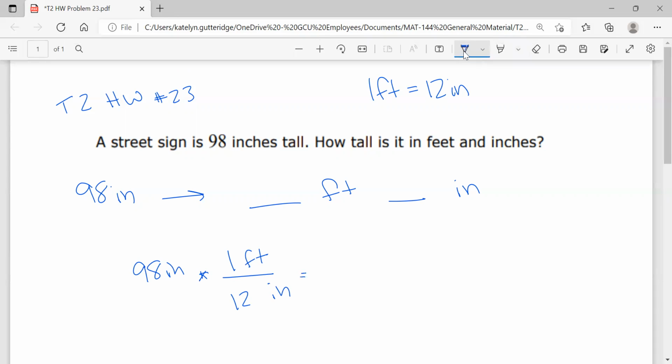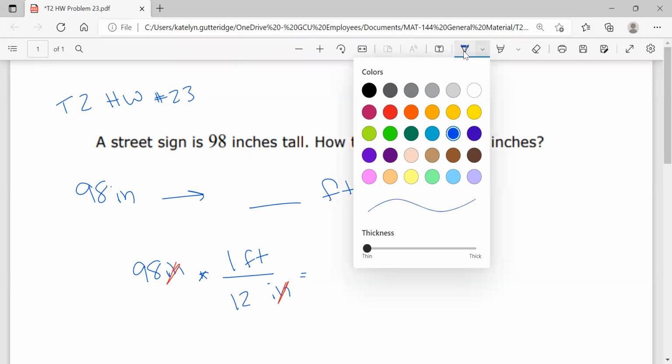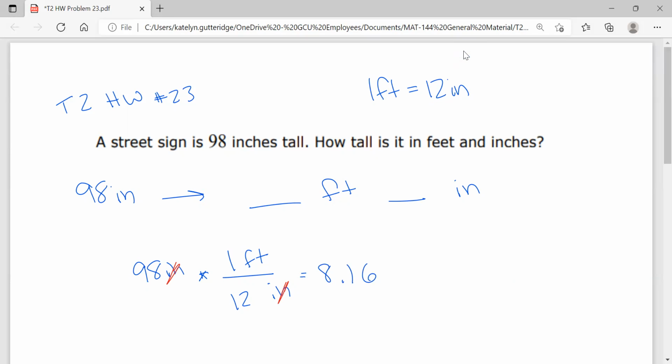And here we're going to get a number that has a decimal, but we're not going to care about the decimal. We only care about the whole part of it. So our inches are canceling and we're going to be left with 98 inches in feet. So we're going to take 98 divided by 12. And that gives us 8.16 repeating, so 8.1667 if we round that off. All we care about here though is the 8. So we know there are 8 whole feet in 98, because that was the whole number.